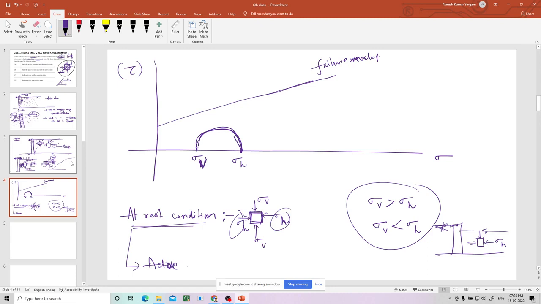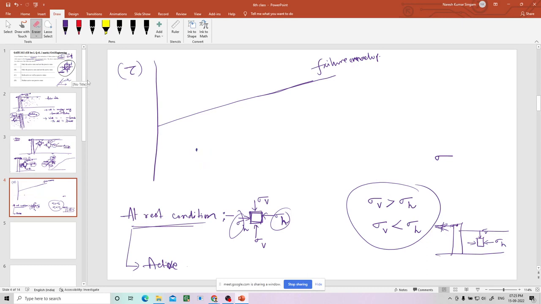So I should have drawn from this side. Okay, let me draw. We have taken which condition? Sigma h is more, right? Sigma h is more initially. So the initial Mohr circle is like this at rest condition. This is the at-rest condition.